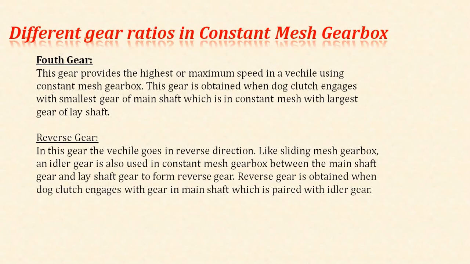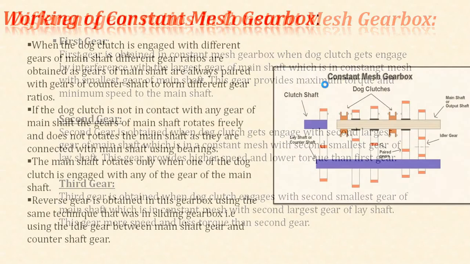Next is the fourth gear. This gear provides the highest speed in a vehicle using the constant mesh gearbox, and it is obtained when the dog clutch engages with the smallest gear on the main shaft, which is in constant mesh with the gear of the lay shaft.